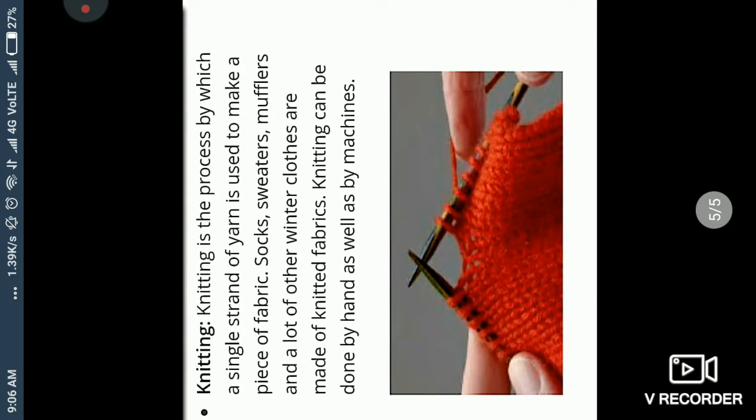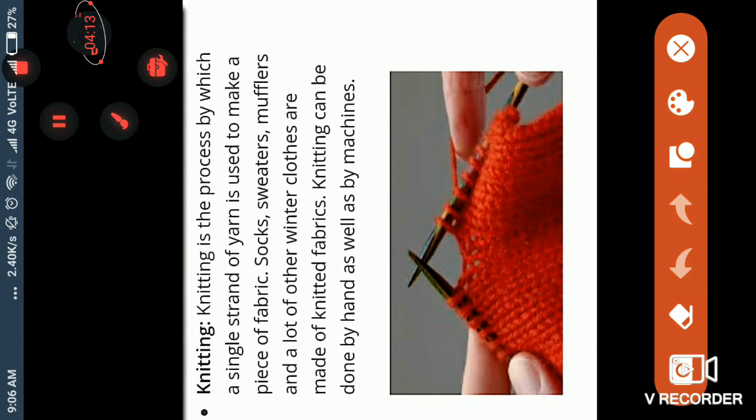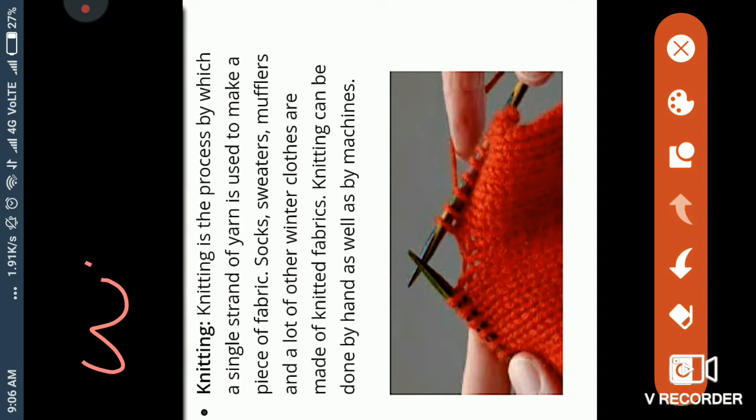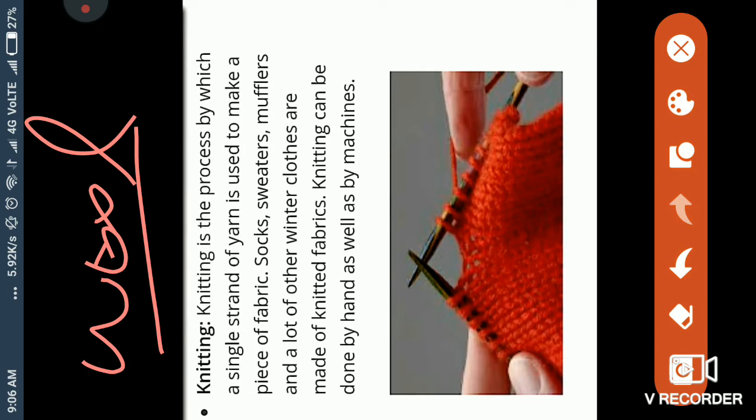And this is knitting. You have seen in your houses, your mother, your sister, your aunt, maybe knit the sweater for you, half sweater, full sweater, scarf, socks, gloves. They are made by knitting. That is called wool. They knit with the help of wool. ऊन का हम लोग बनाते ना, that is, a single strand of yarn is used to make a piece of fabric.